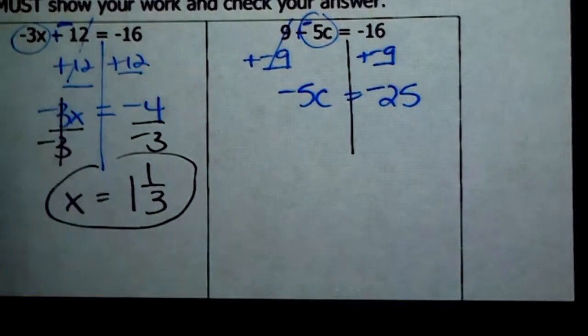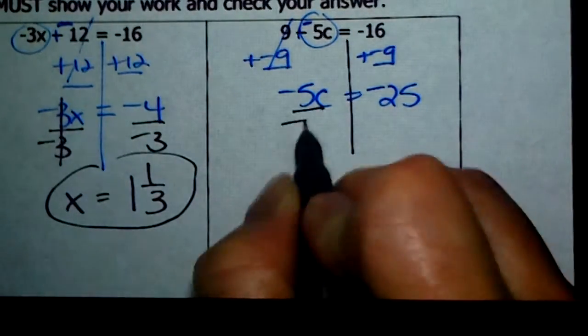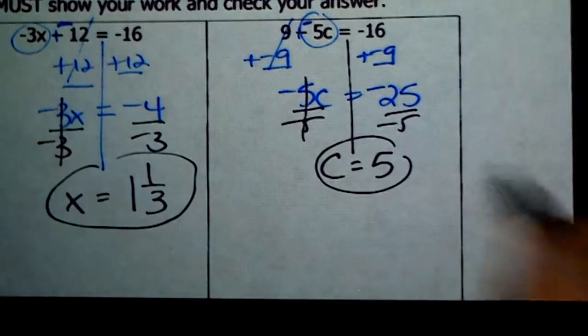In order to, whoa, my pen just went flying. In order to get rid of this negative 5 that's being multiplied, we're going to divide both sides by negative 5. And c is a positive 5.